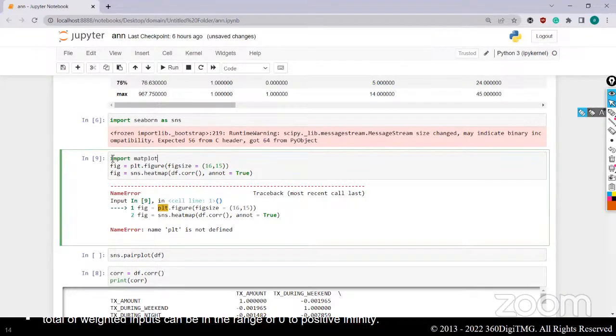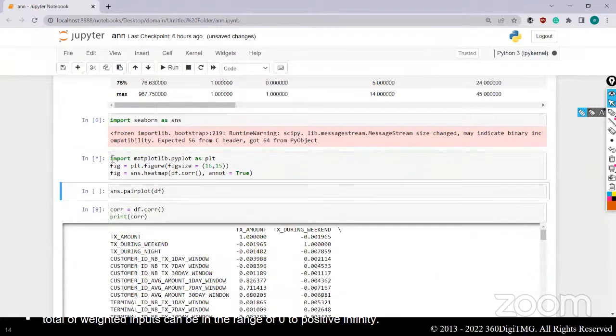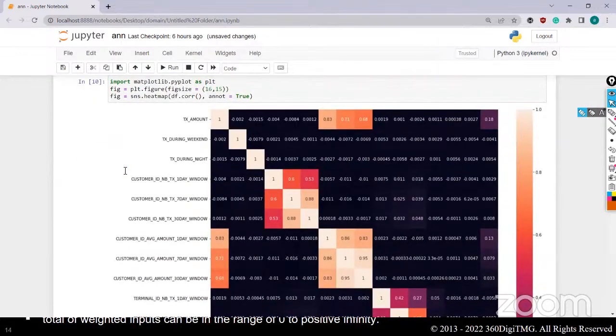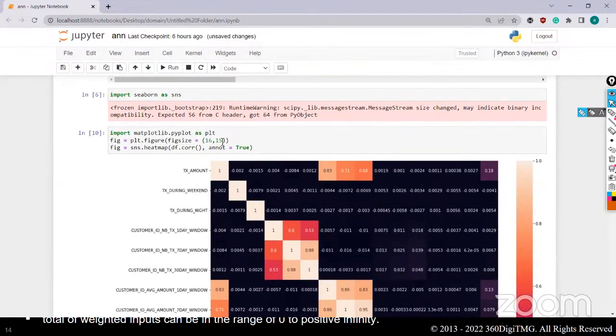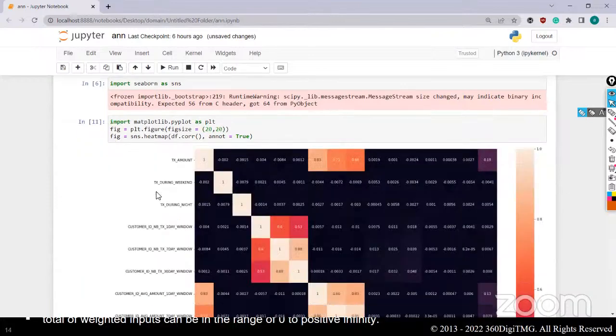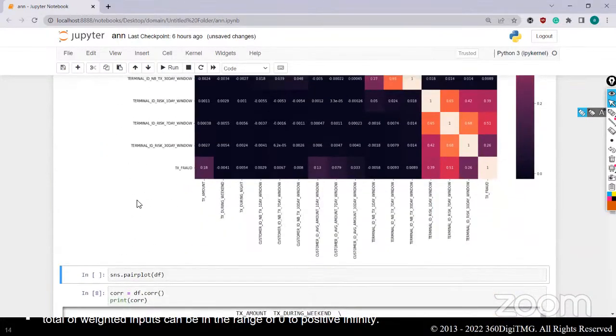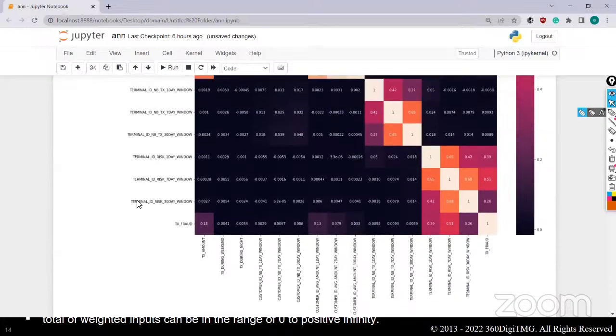Just trying something. I'm not sure if this will work or not, but let's try anyhow. There we go. So now this becomes a lot clearer. We should probably increase the size a little more. So let's make it 2020. So there we go. So now we can see the correlation.